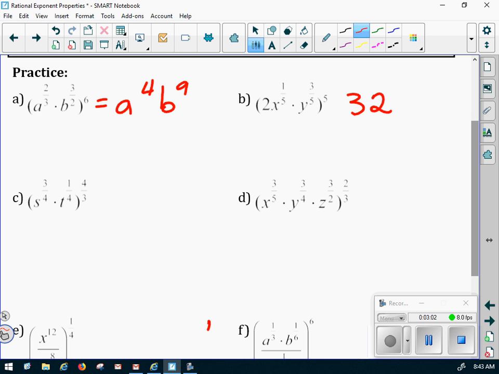X to the 1/5 raised to the 5th. X to the 1st, which is x. Good. Y to the 3/5 to the 5th power, which is, so what do I have? Y cubed. And there's your answer.